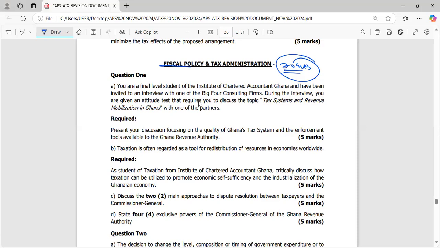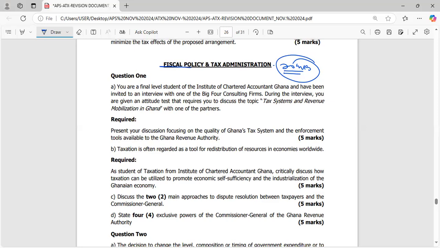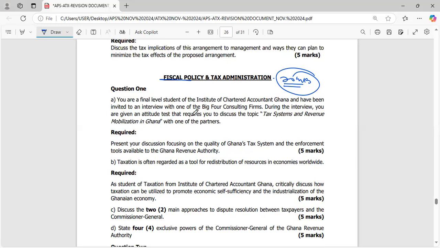Automatic stabilizers are there. For automatic stabilizers, the government does not need to incur any additional expenditures for them to come and stabilize the system. When are automatic stabilizers normally used?